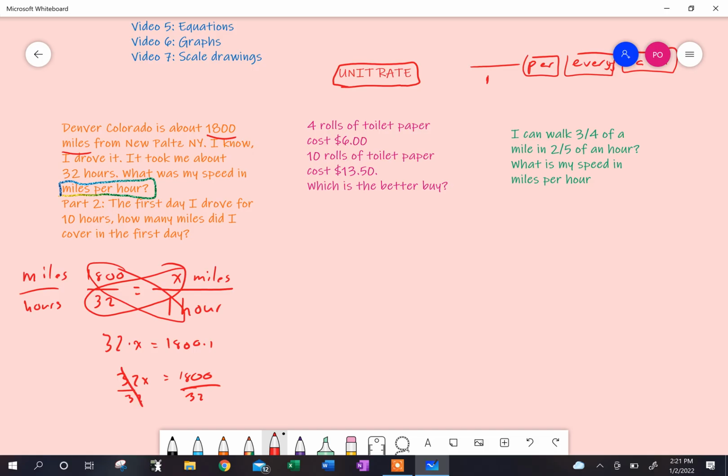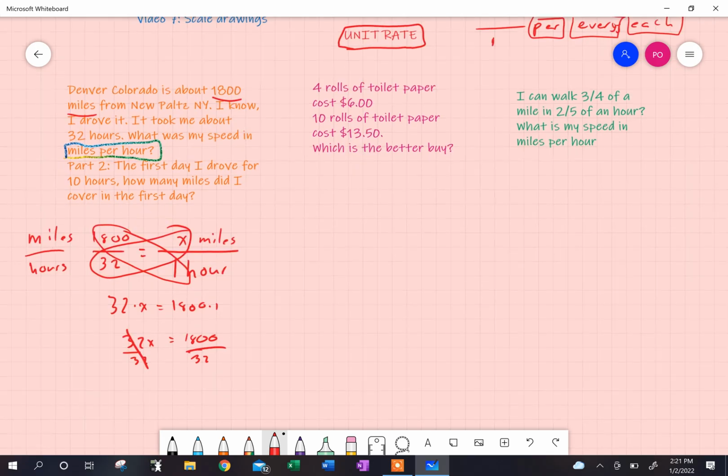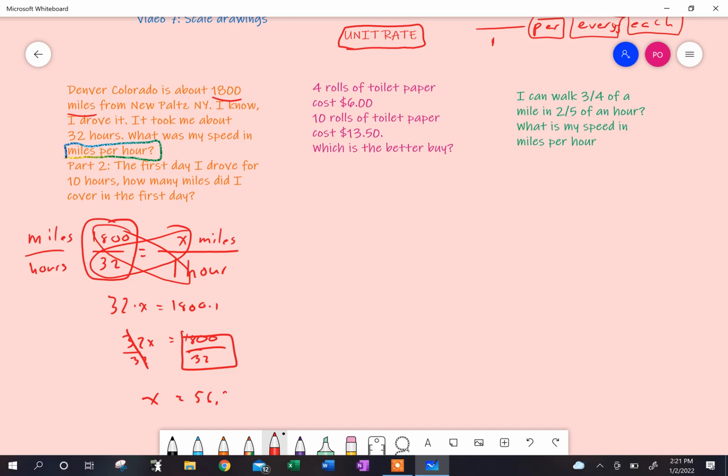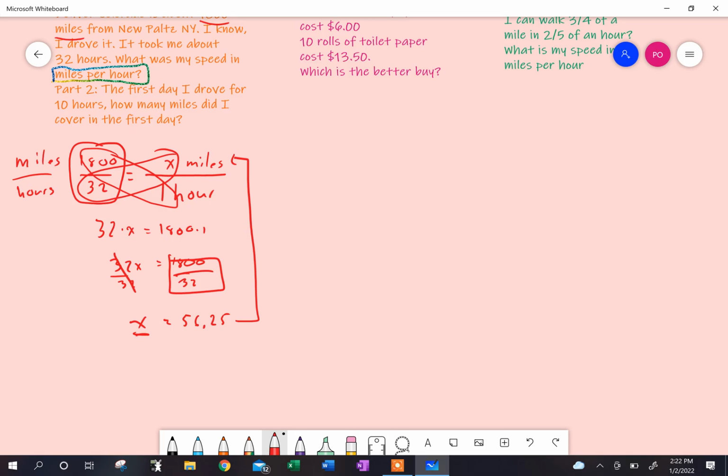Right now, if I divide out 32x by 32, I'm just going to get x equals. But look what it equals. 1,800 divided by 32. Well, that was my rate, 1,800 over 32. So when I divide 1,800 by 32, I get 56.25. Now, once again, that's my x value. And if you go back up here, x is talking about miles.